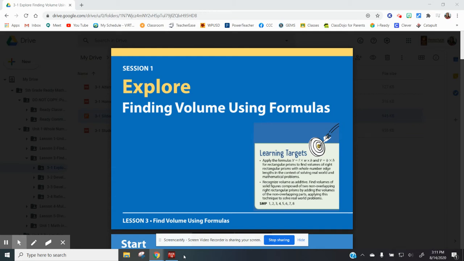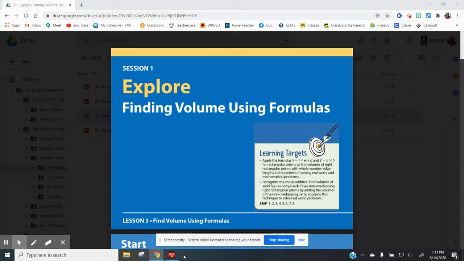Hi, today we're going to be doing Lesson 3, Session 1. We'll be covering pages 33 and 34 in your Ready Math workbook. Today we're going to be learning how to find volume using formulas. And there's two different formulas that you're going to learn today. I'm pretty excited for this. Teaching volume is one of my favorite things to teach.